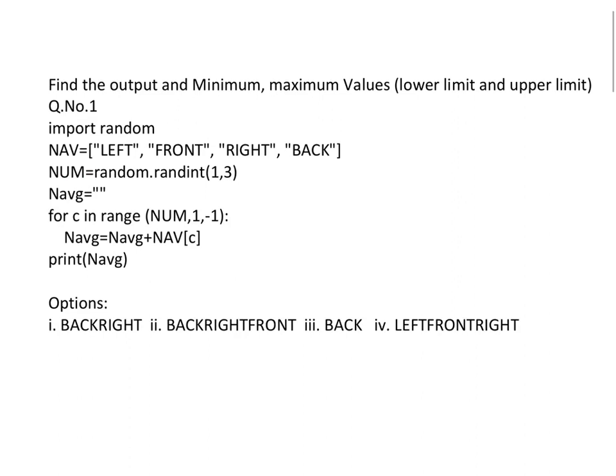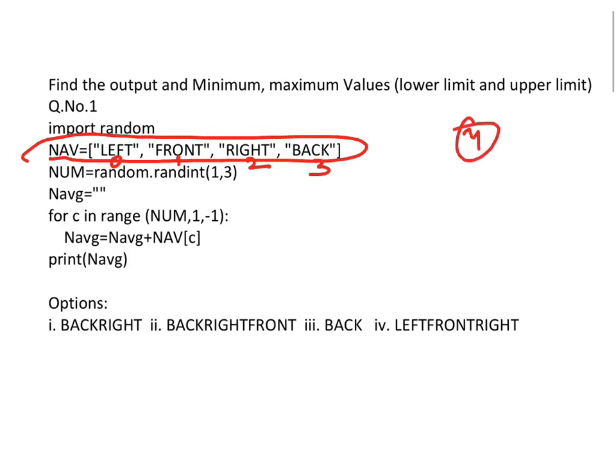Here we have taken one list. This is a list, and here you have 4 values. As you know, the addressing of these values will be 0, 1, 2 and 3. Total 4 values are there, and the addressing for this list will start from 0, 1, 2 and 3.